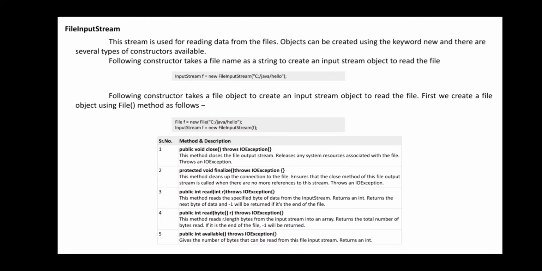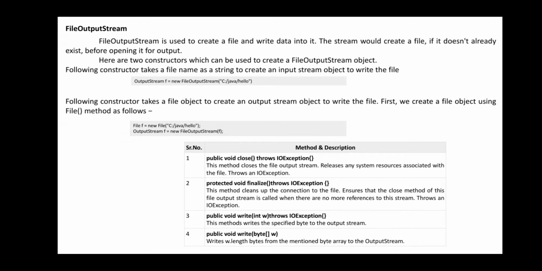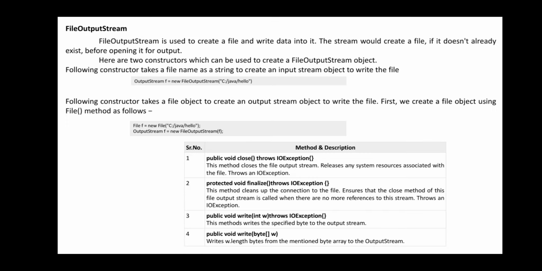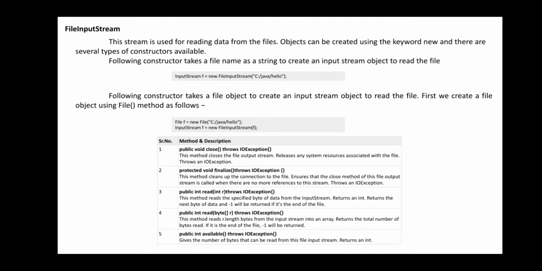Today we are going to define a very important part: file input stream, file output stream, and then a simple example. So first is how the file input stream is going to work, which is very important for the Java programming language. This stream is used for reading data from the files.